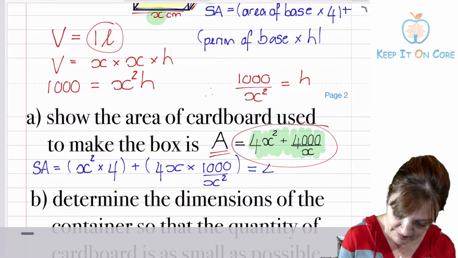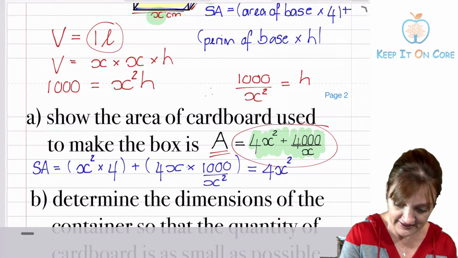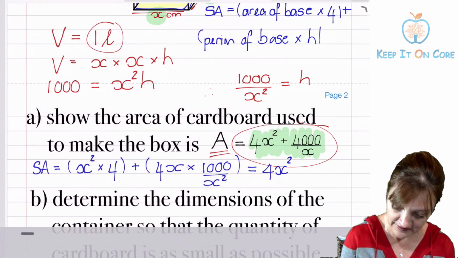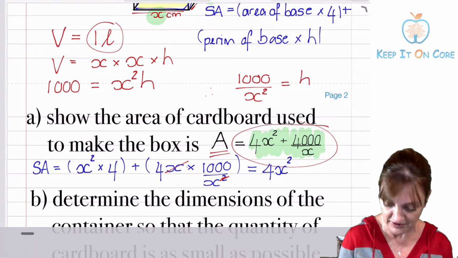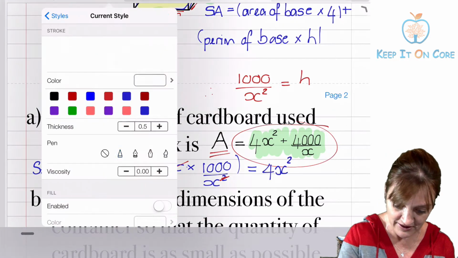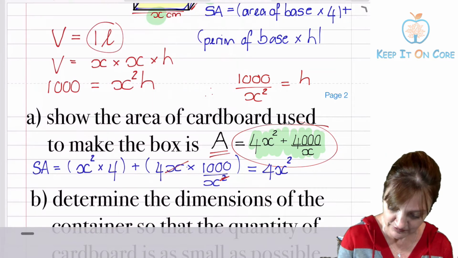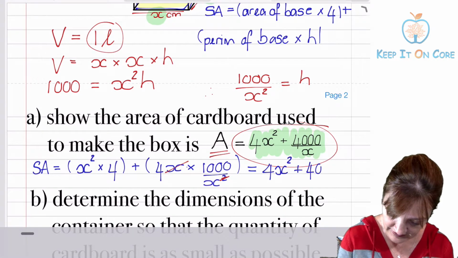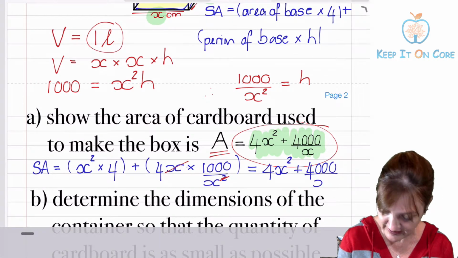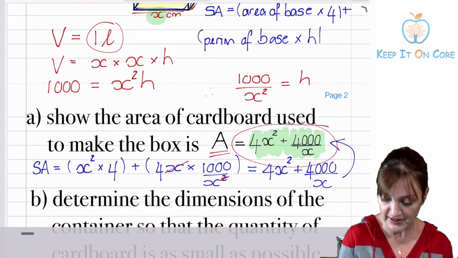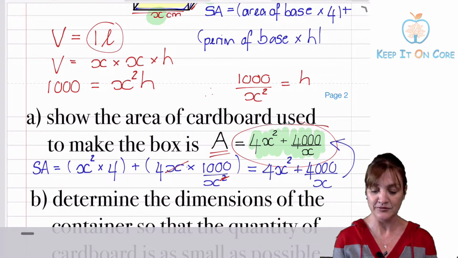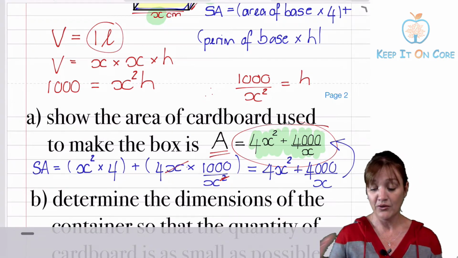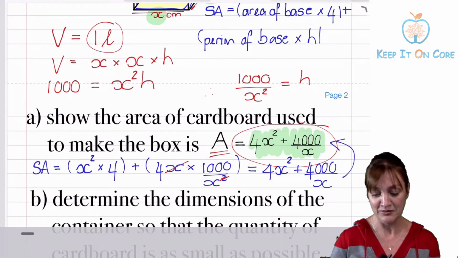We're going to have to then simplify that as 4x squared. And if I simplify here, let's just change my pen color quickly. That x is going to cancel with one of those x's down below there to leave me with 4 times by 1,000, which is 4,000 over x. Have we managed to get the formula that they said we needed to get to? Yes. Okay, so we used all that information to help us get to the formula we needed.